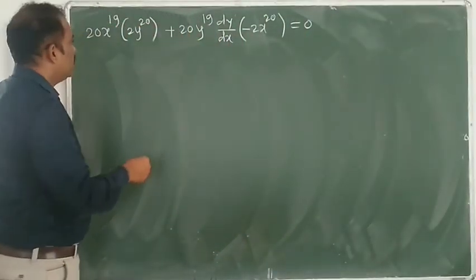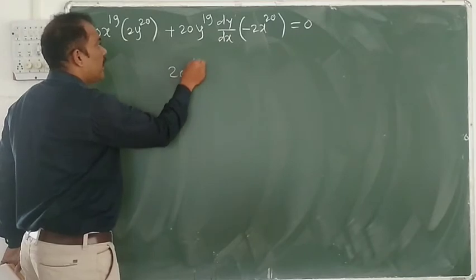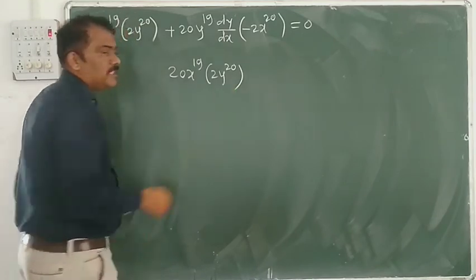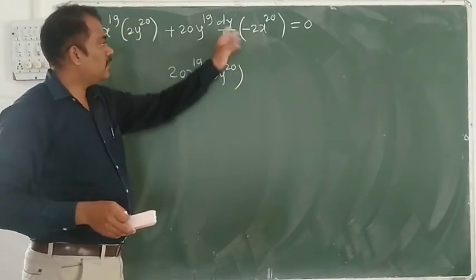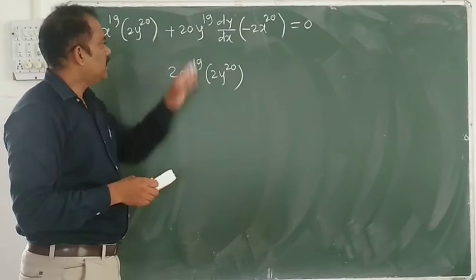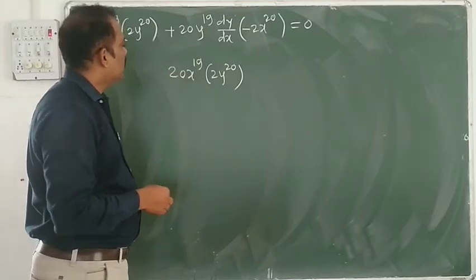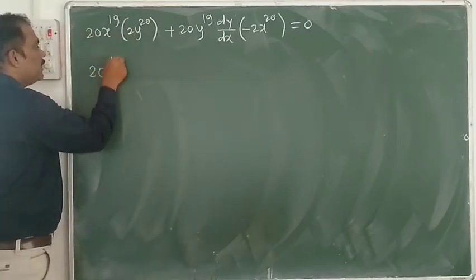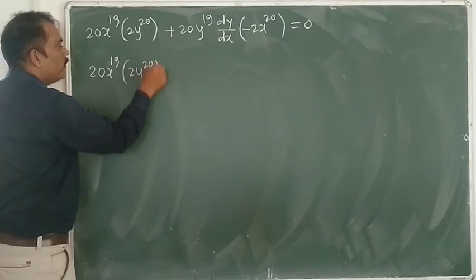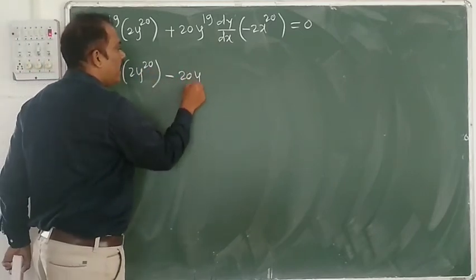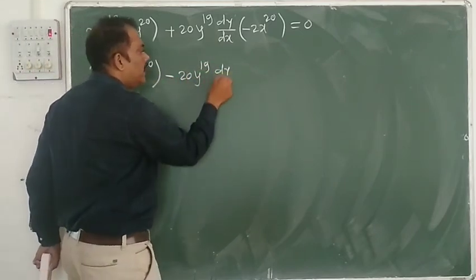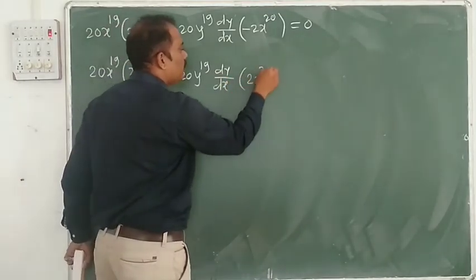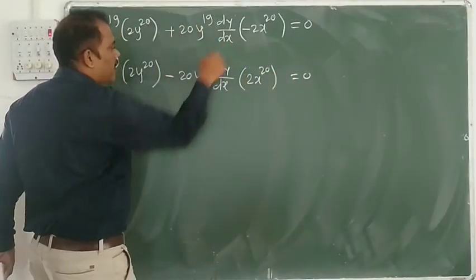Okay, now what do we get? 20 into x raised to 19 into bracket 2 times y raised to 20. When you transfer this term to this side, plus into minus becomes minus. When you transfer to the RHS, it becomes plus. Or we can write like this: 20 into x raised to 19 into 2 times y raised to 20 minus 20 into y raised to 19 dy by dx into 2 times x raised to 20 is equal to 0. Plus into minus becomes minus.